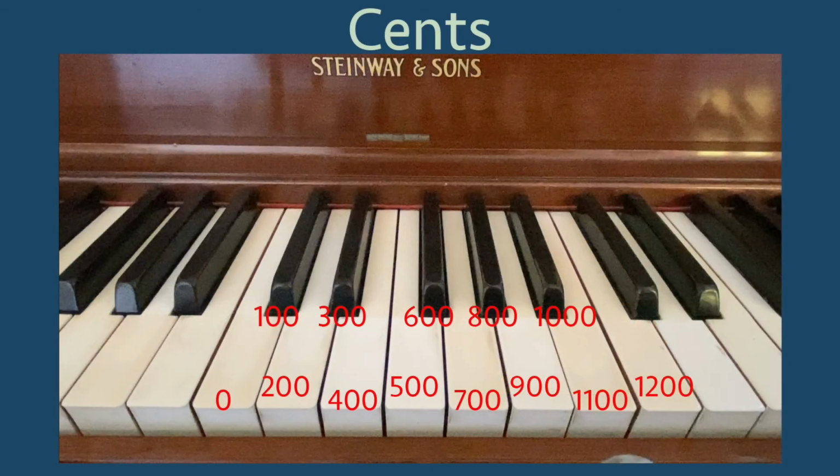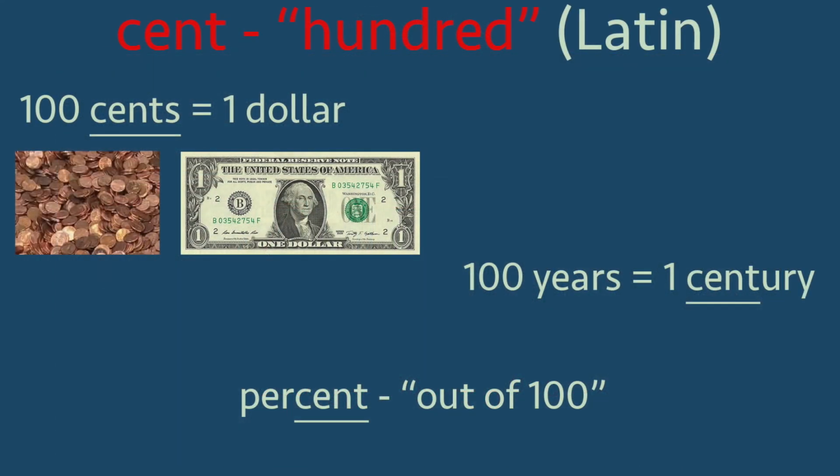There is another way to divide the octave besides semitones, using what are called cents. There are 1200 cents between octaves, which means there are 100 cents between semitones. This reminds us of 100 cents to $1 and 100 years in a century, which demonstrates cent used as a prefix. We also see cent in the word percent, which means per 100 or out of 100.